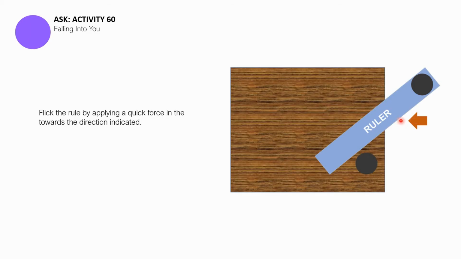So when you apply force here, make sure since that is a goal, you achieve it. Okay? So you have to flick the ruler by quickly applying force in the direction indicated. Now you have to repeat the procedure twice more and take note of your observations. So go ahead, gawin mo muna to. Are you done? Let's continue.